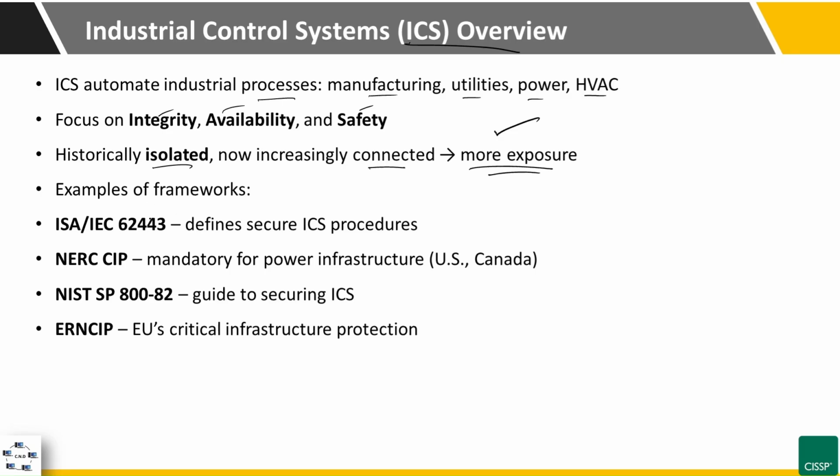Some examples of frameworks include ISA/IEC 62443, which defines secure industrial control system procedures; NERC CIP, which is mandatory for power infrastructure inside the US and Canada; NIST SP 800-82, which is a guide to securing industrial control systems; and ERNCIP, which is the EU's critical infrastructure protection.